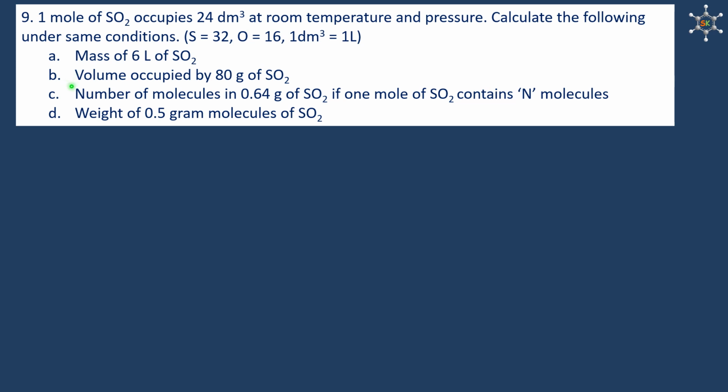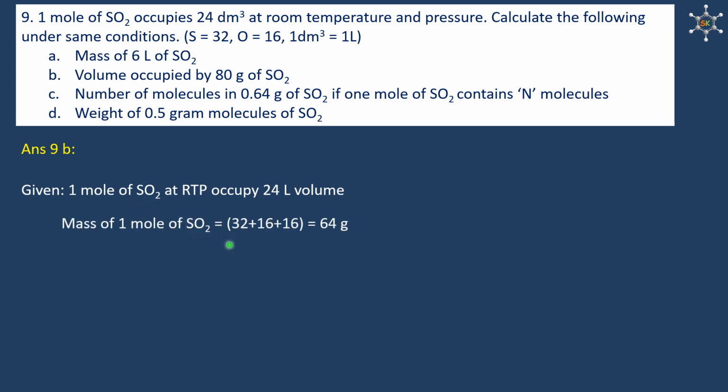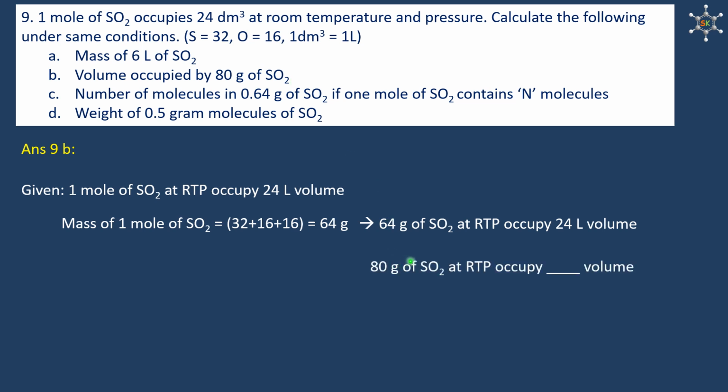Problem number 2. Calculate the volume occupied by 80 gram of SO2. It is given that 1 mole of SO2 at RTP occupies 24 liter volume. Mass of 1 mole of SO2 is nothing but molar mass, and that is 32 plus 16 plus 16, 64 gram. What it means is 64 gram of SO2 at RTP occupy 24 liter volume. We need to calculate the volume occupied by 80 gram of SO2. So, 80 gram of SO2 at RTP occupy dash volume.